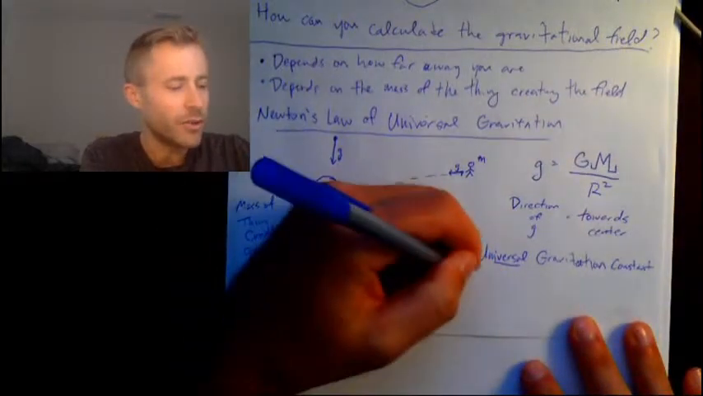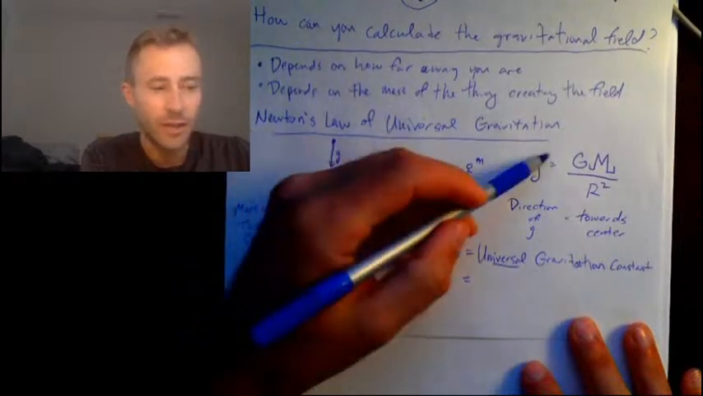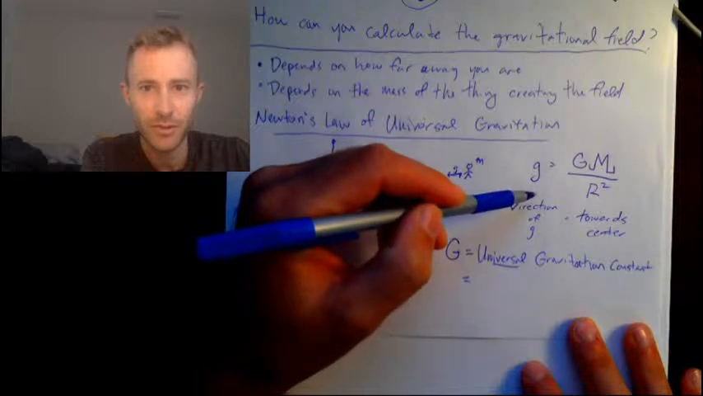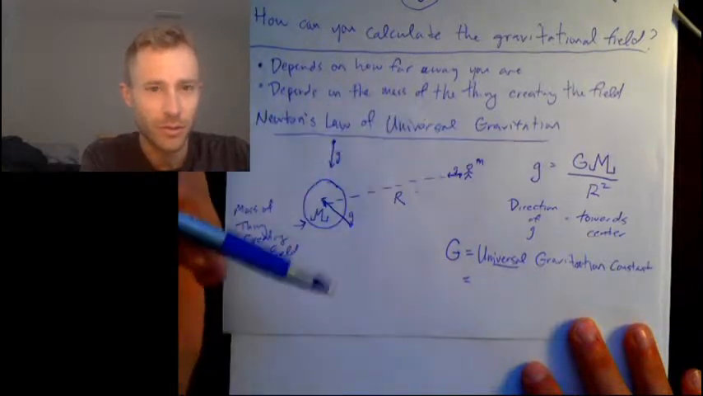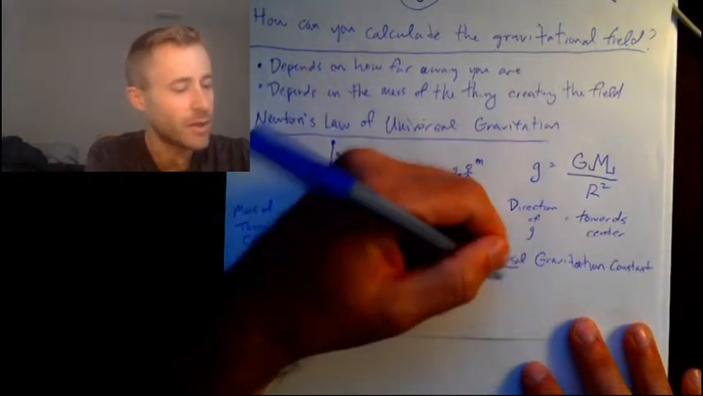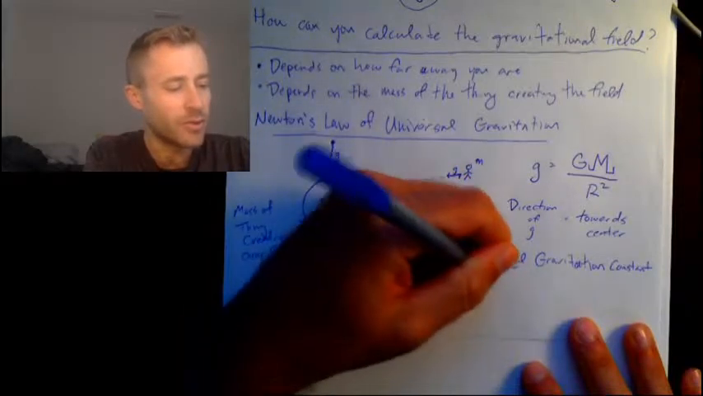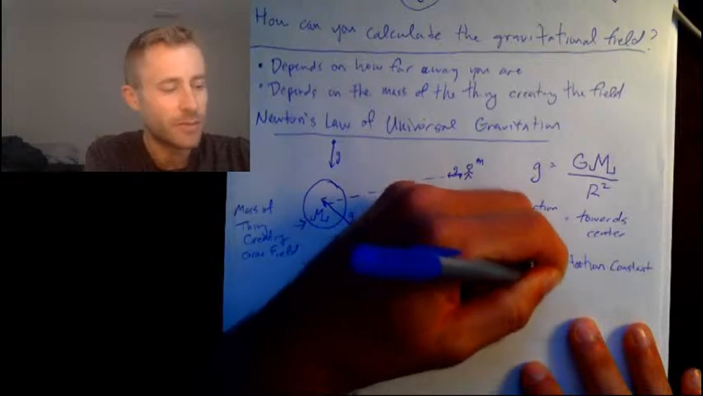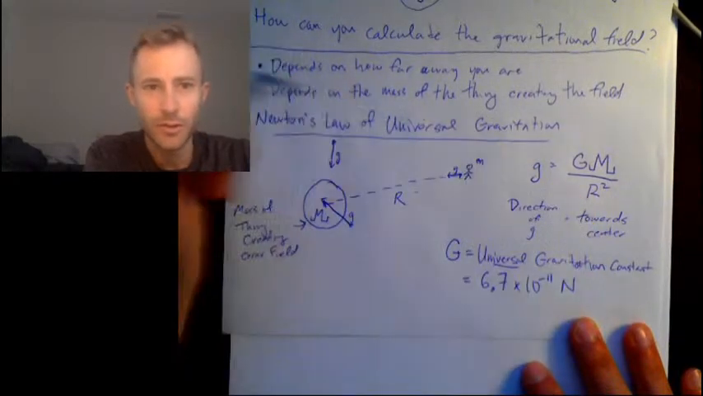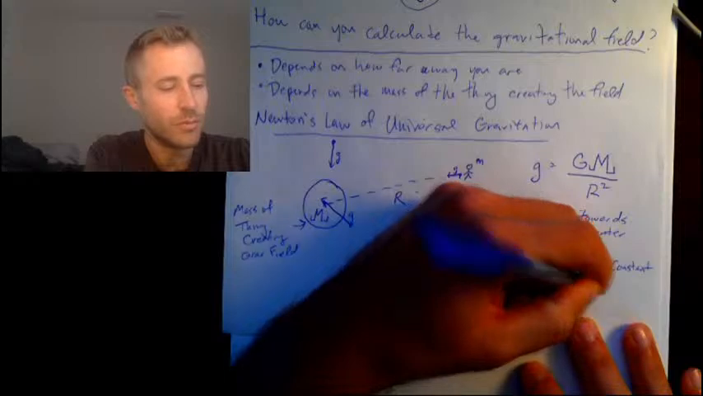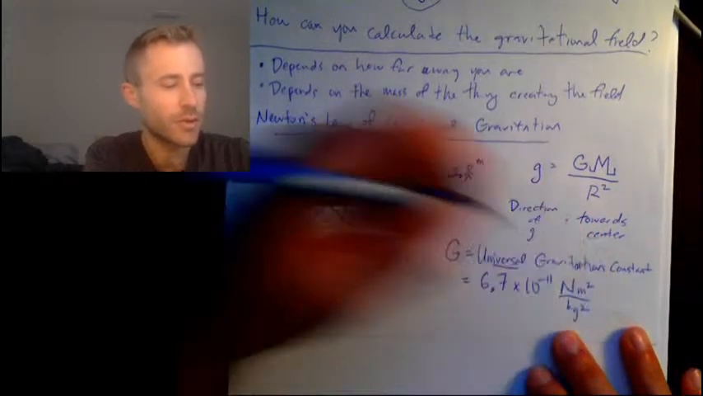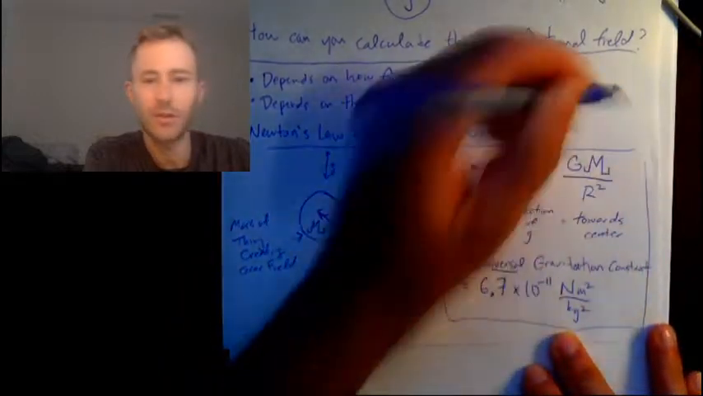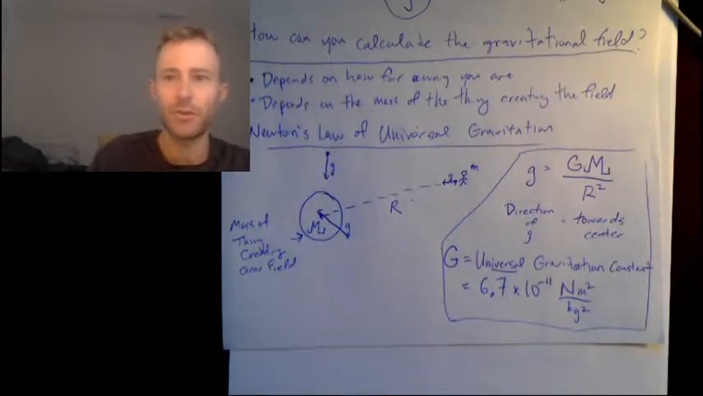And its value, by the way, big G is not the same thing as little g. It's case sensitive. Okay, little g refers to the gravitational field. Big G refers to the universal gravitation constant. So big G is 6.7 times 10 to the negative 11, and it has weird units. You don't need to worry about the units so much. Newton meters squared per kilogram squared. Okay, so this stuff is our key information for today.